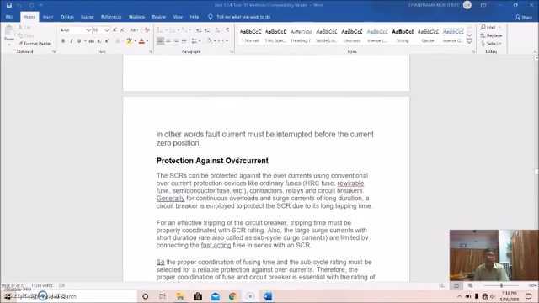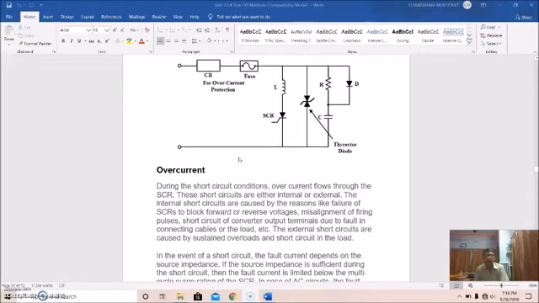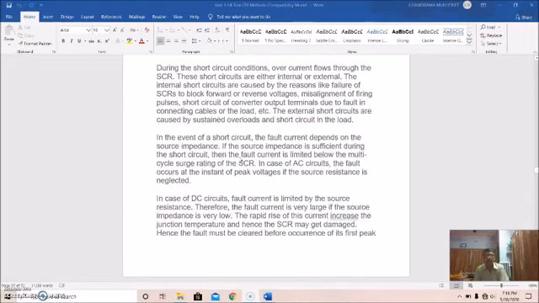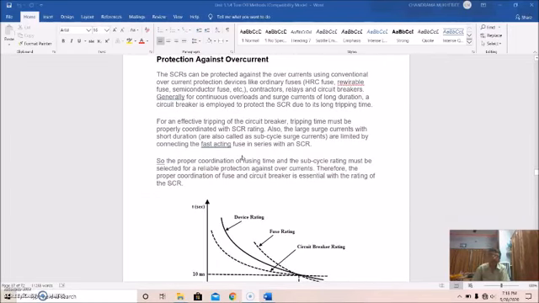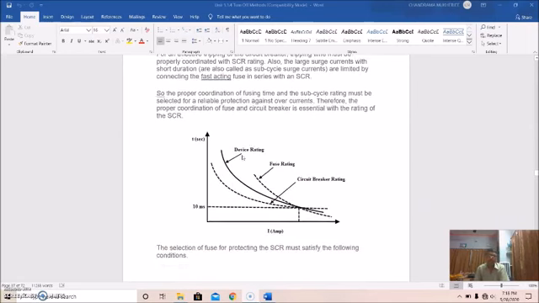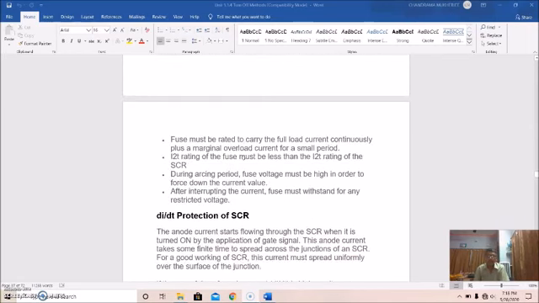So far we have discussed overvoltage, its cause, overcurrent, and protection against overvoltage. Now we'll come to the point of di/dt protection of the SCR.